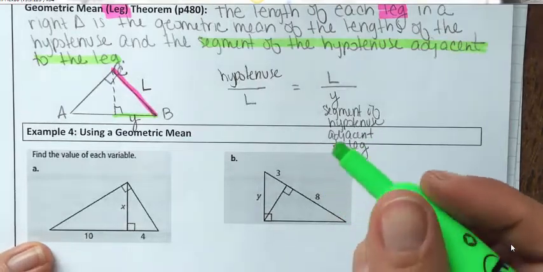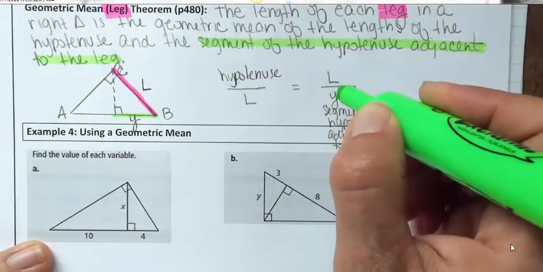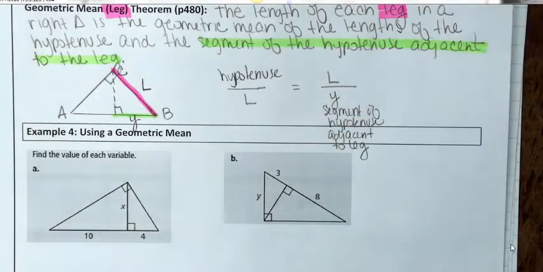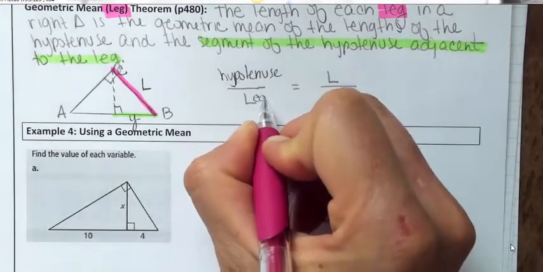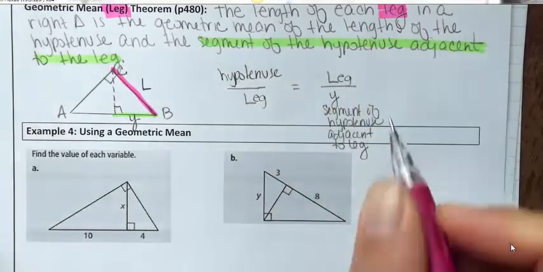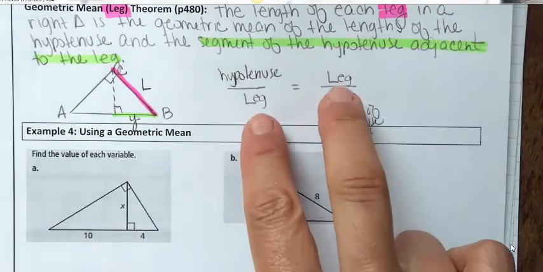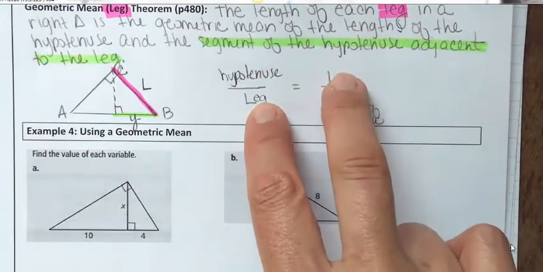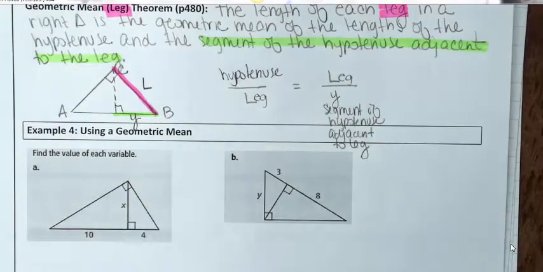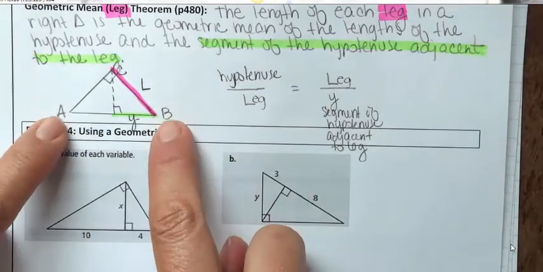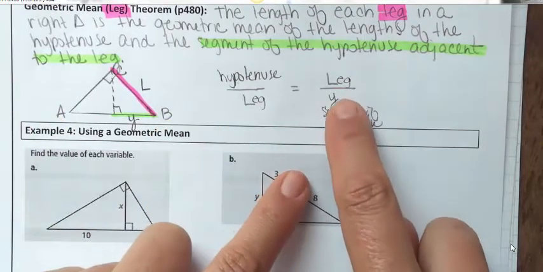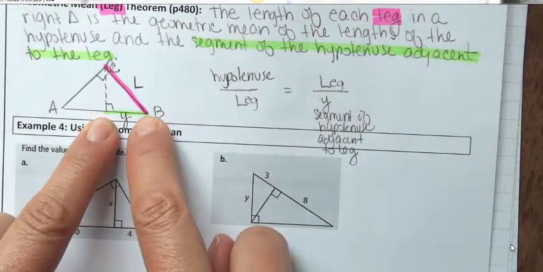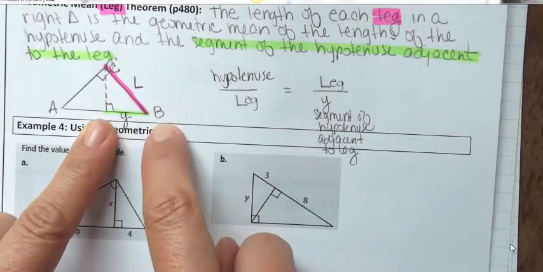Okay, so let's see what I can do here. Can I use colors? Maybe that's not a good idea. Let me go ahead and write here leg. So the leg is always the geometric mean, which means it's in between. And you would hopefully be given the hypotenuse, which is the entire hypotenuse, like here it would be AB. And then y, or the segment of the hypotenuse that is touching the leg.